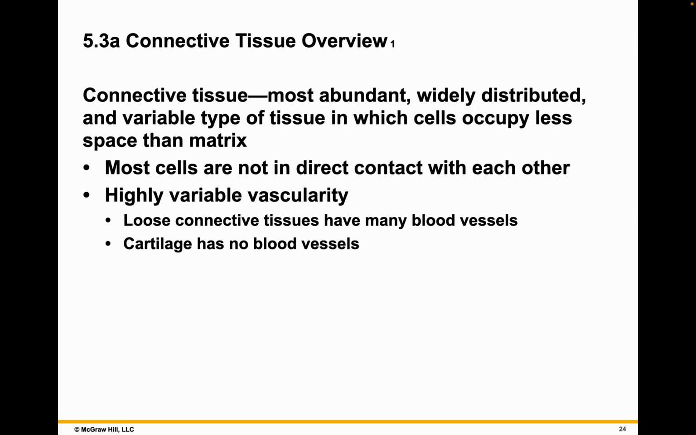Connective tissue is the most abundant, widely distributed, and variable type of tissue, in which cells occupy less space than the matrix, and a lot of the properties of connective tissue are defined more by the matrix. Most cells are not in direct contact with each other. There is variability among vascularity. Some, like loose connective tissues, have many blood vessels. Others, like cartilage, have no blood vessels.